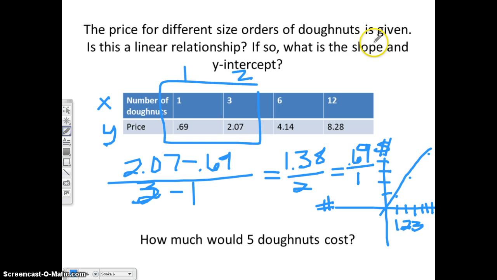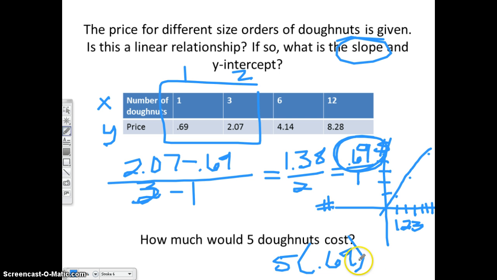We calculated the slope. What is the y-intercept? This should be something that you could intuitively do. You can calculate it out, but if you buy 0 donuts, how much should you pay? Yeah, 0. So how much would 5 donuts cost? Well, if one donut costs 69 cents and it's a linear relationship, you can graph it out, or you can go 5 times 0.69, which is equal to $3.45.